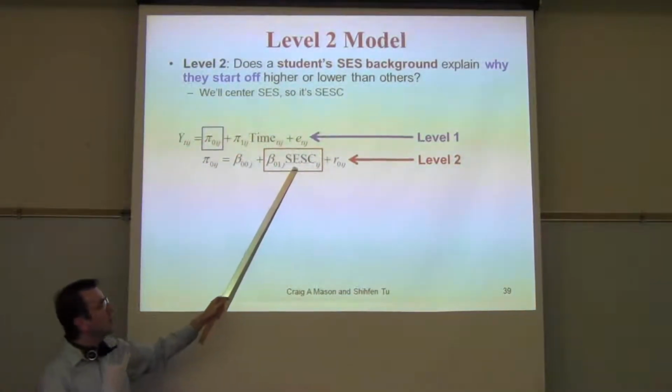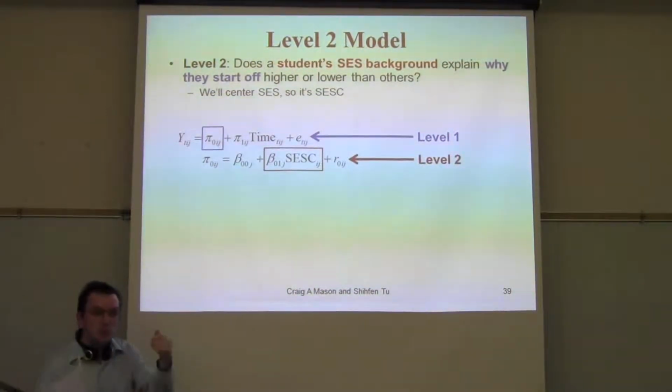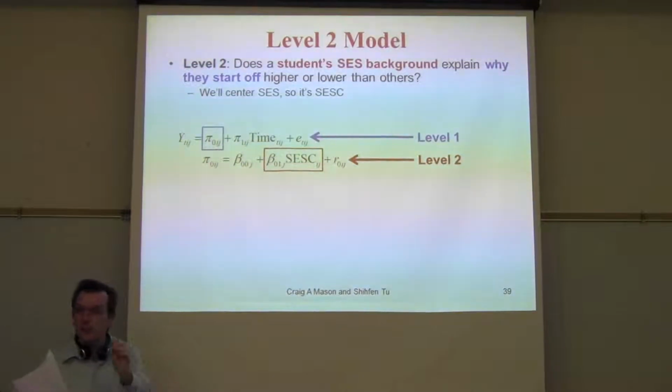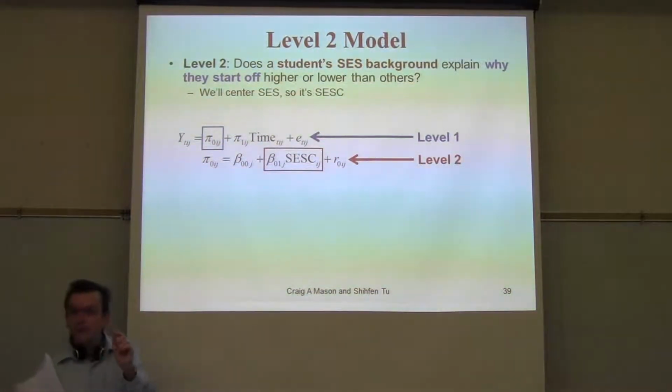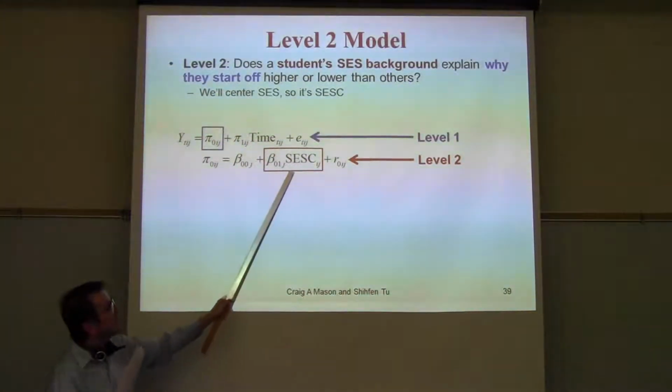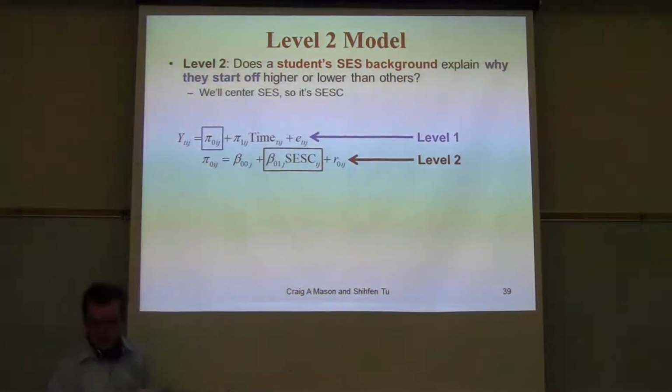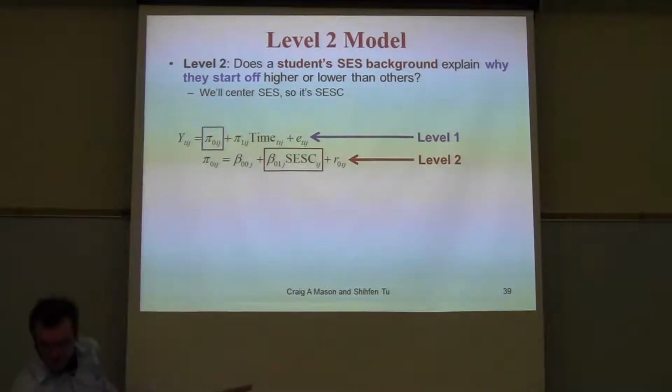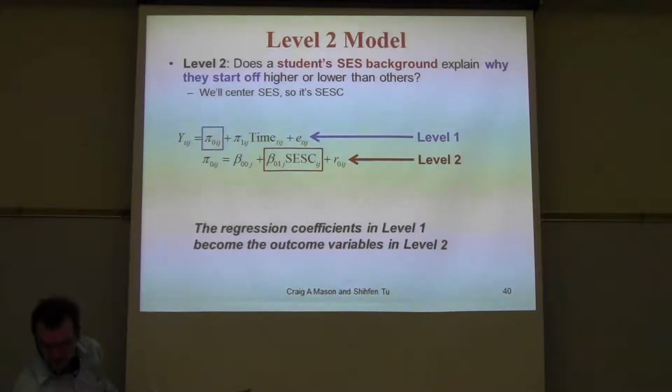The multicollinearity became a real problem. But there are other interpretational values that you get by centering: it makes the intercepts more meaningful. We talked about it then, and we'll talk about it again in a minute. So we're going to center SES in our level 2.